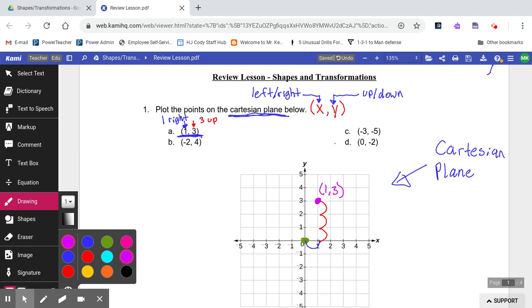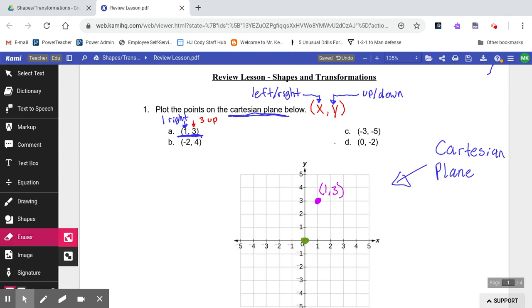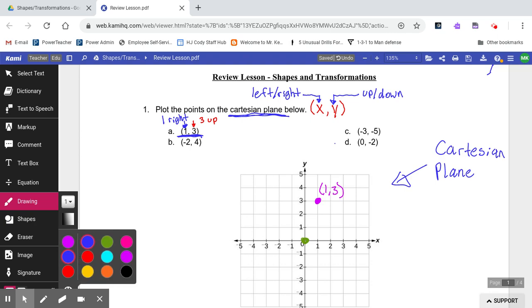All right, we'll try B. So we're graphing the point -2, 4. -2 tells me, because it's negative, I go 2 left. The 4 tells me, because it's positive, that I go 4 up. Always start at the center where my green dot is. I go 2 left, 1, 2, and then 4 up. 1, 2, 3, 4. So that spot right there. We call that point -2, 4.